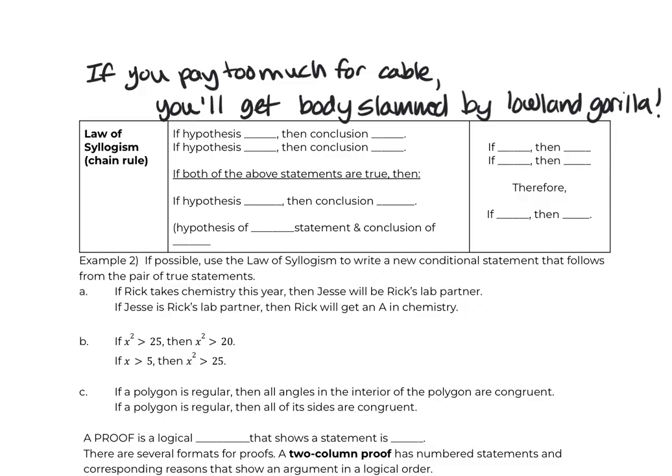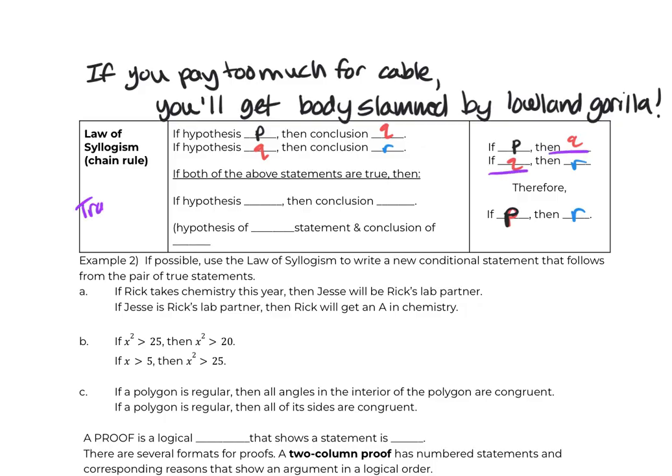And what the chain rule says is that if you have a hypothesis P and then a conclusion Q, and then another statement has the hypothesis of Q, and the conclusion for that is some other thing R, you can keep building like that. So again, if P, then Q, and if Q, then R. Therefore, if P, then R. You can kind of skip this middle part where you overlap those Q's.